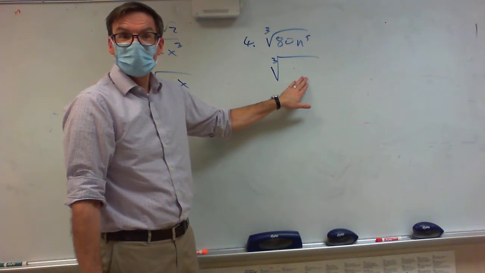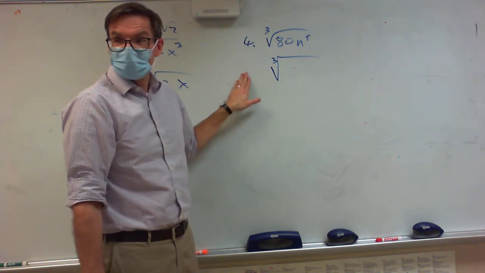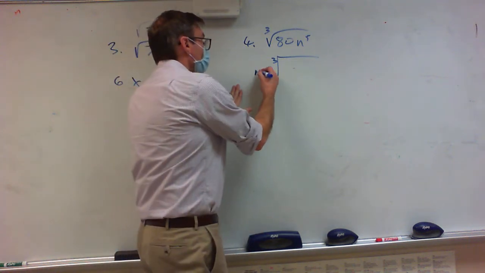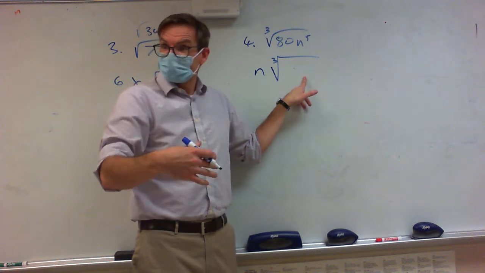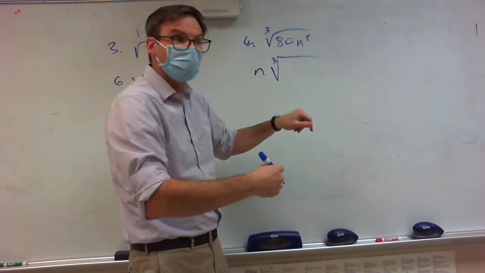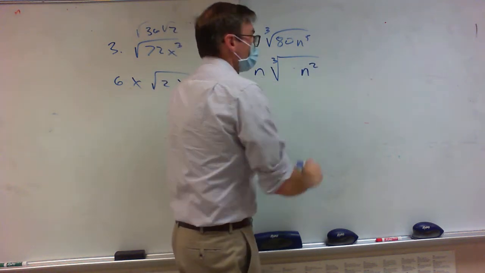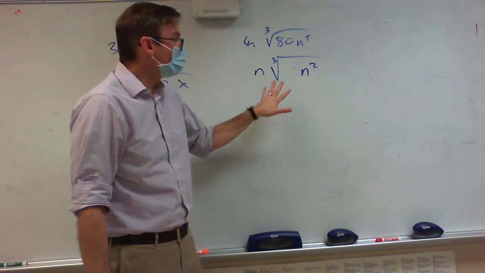Are there going to be n's on the outside? How many n's on the outside? 1. So I get 1 n on the outside. How many n's left on the inside? 2. We talked about that on Tuesday. How many times does 3 go into 5? It goes into it once. What's the remainder? 2. So that gives me n squared. So far, so good? All right, so we've handled the letters.